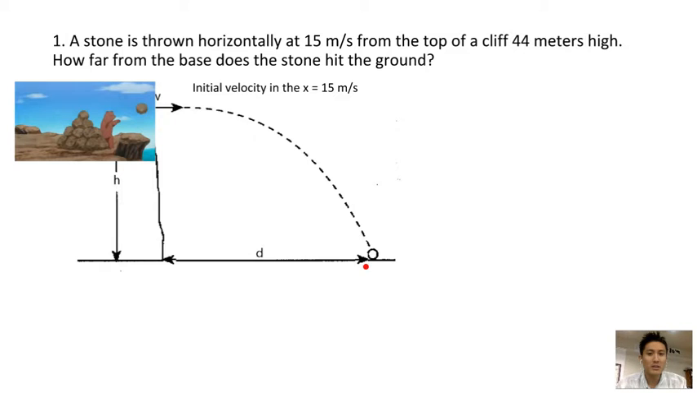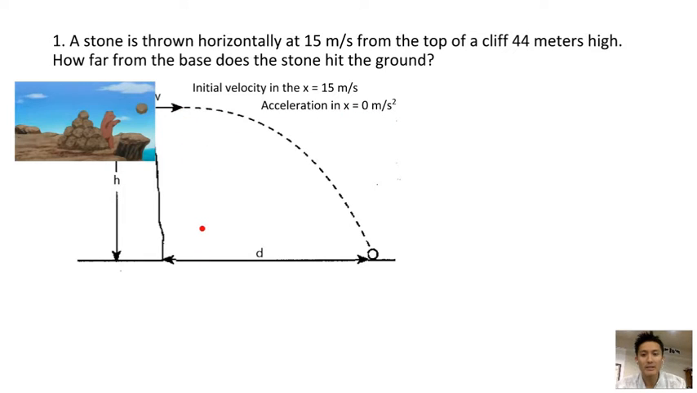Some givens that we can take from the problem. First of all, our initial velocity in the x direction is 15 meters per second. It's all in the x direction. We don't have it shooting downwards at all. Our acceleration in the x direction is 0 meters per second squared.